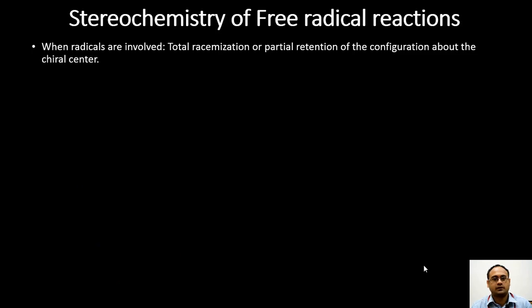Now let us try to pay some attention to the stereochemistry of free radical reactions. Whenever radicals are involved in any compound containing chiral centers, total racemization or partial retention of the configuration at the chiral center will take place. Let us try to understand why this happens. This can be understood by considering the structure of the free radical intermediates that are formed.